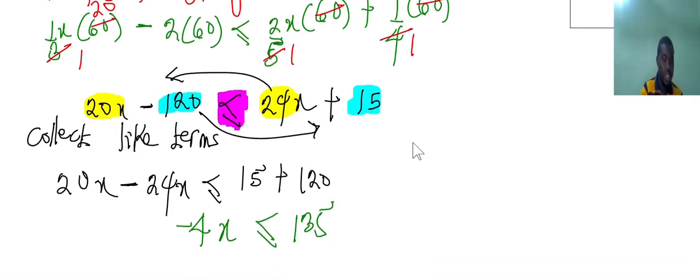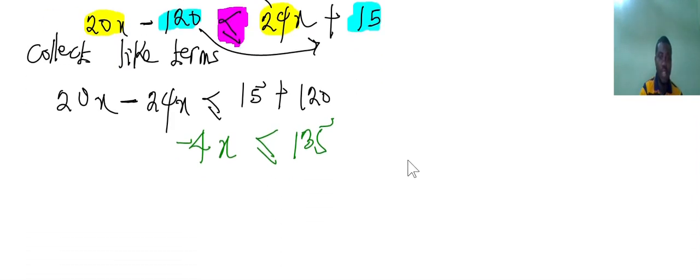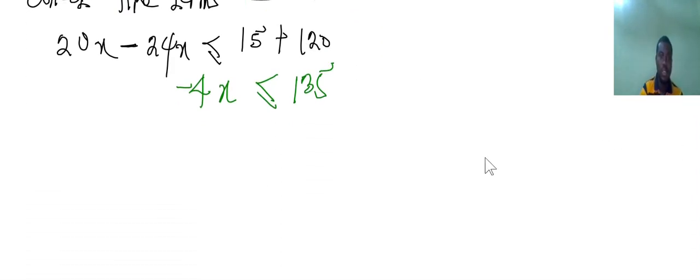So we have negative 4x, so we need to divide both sides by minus 4. Let's say divide both sides by minus 4, or we say multiply both sides by minus 1 first, then later we get what we want. But the aim is to remove this negative 4 behind the x. So let's say divide both sides by minus 4.